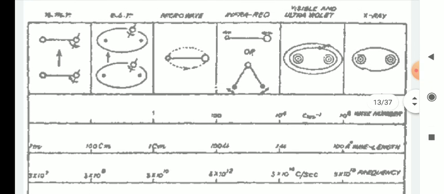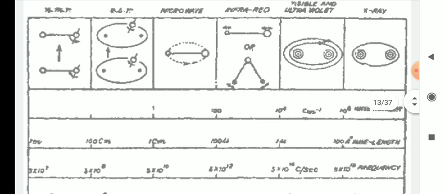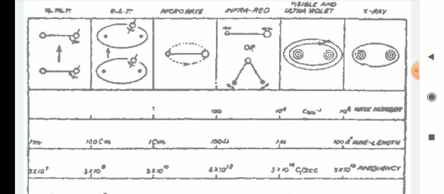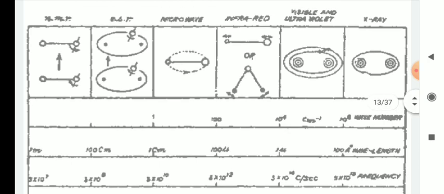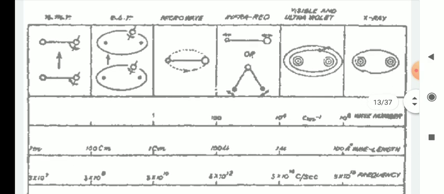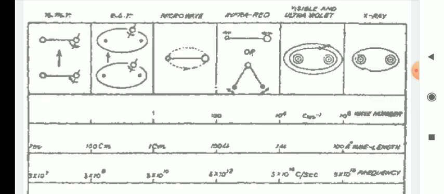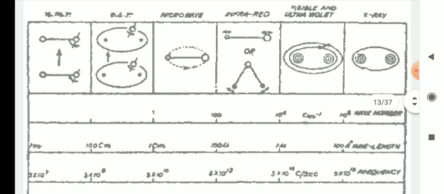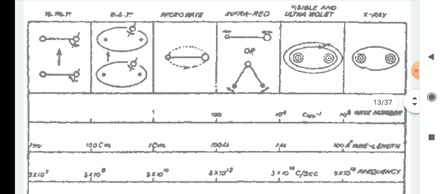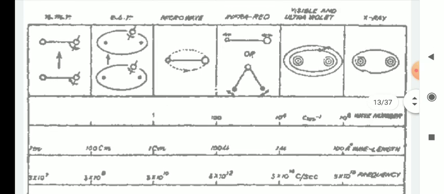And in this figure, the change in the spin of the nucleus corresponds to NMR spectra, and the change in the spin of the electron corresponds to ESR spectra. The rotation of the molecule corresponds to microwave, which is observed in the microwave region, so that corresponds to rotational spectra. The vibrations of the atoms of the molecule, that is bending, stretching, asymmetric stretching and symmetric stretching, correspond to vibrational spectra, usually observed in the infrared region.